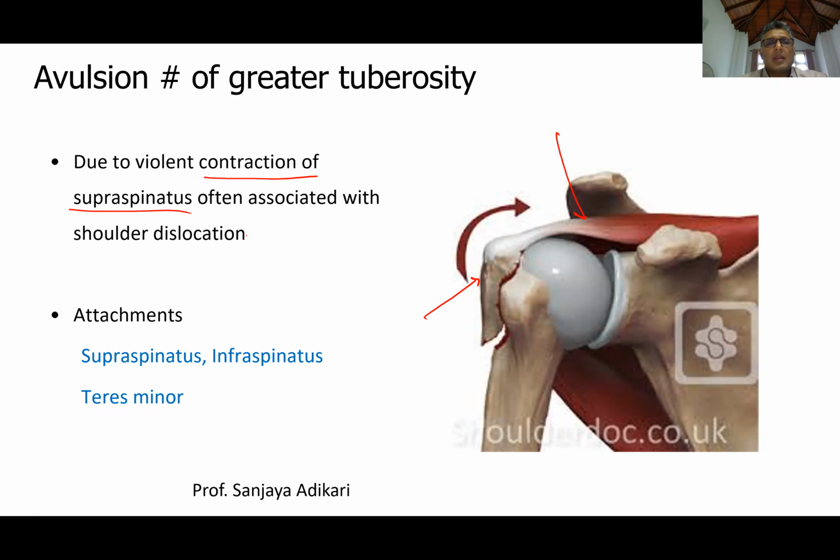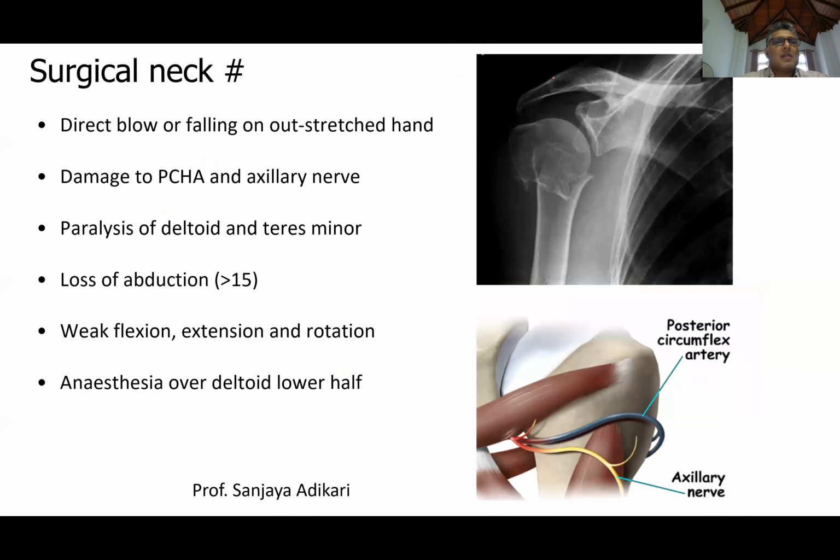And you should know that these muscles are attached to the greater tubercle: supraspinatus, infraspinatus, and teres minor. So all their attachments will be gone, and what will happen is you will have medial rotation, because the lateral rotation is gone, and your initiation of abduction will be lost. The first 15 degrees of abduction is initiated by the supraspinatus, so that will be gone. Those are the things that will happen with this avulsion fracture.